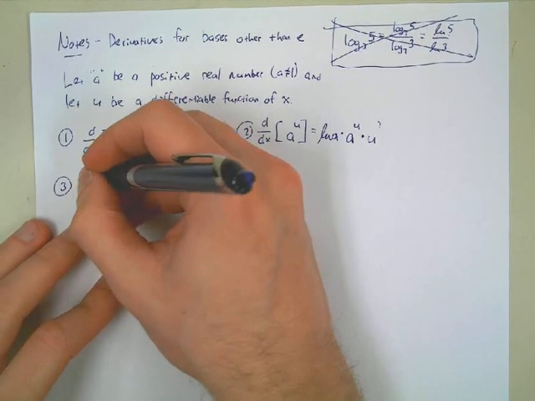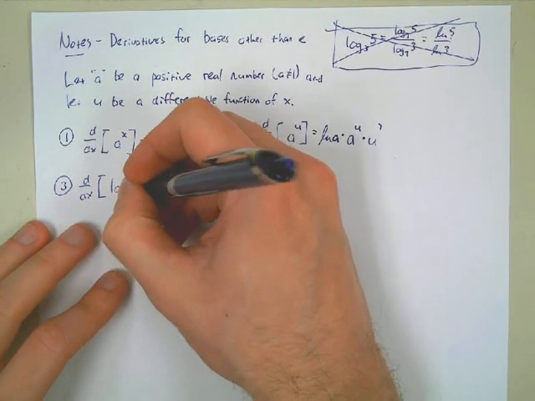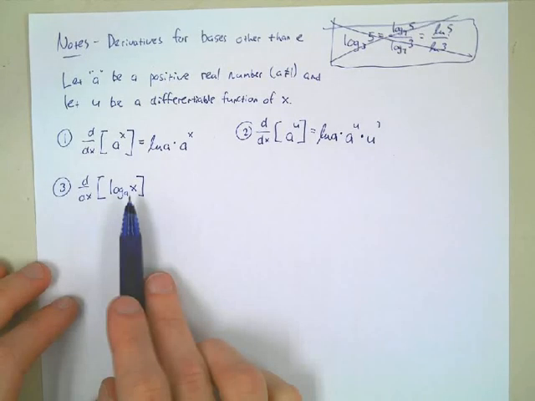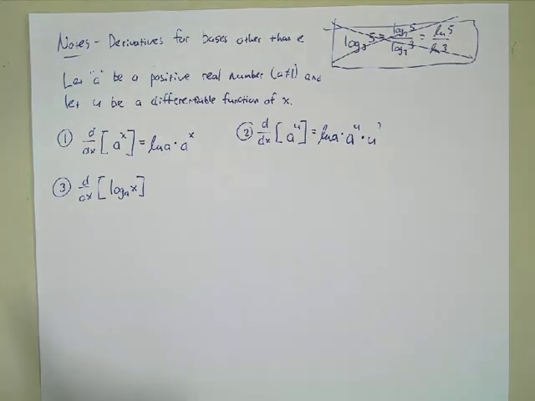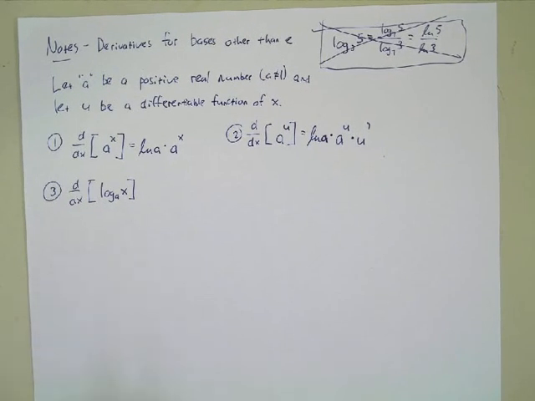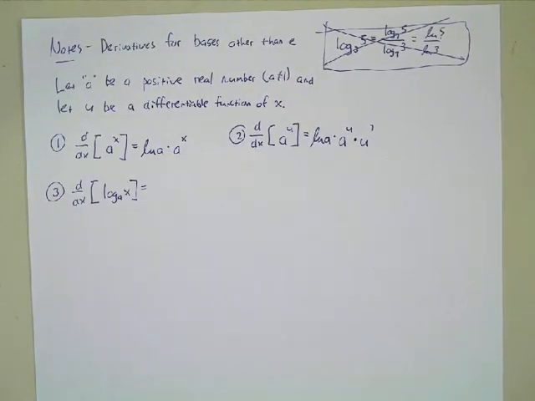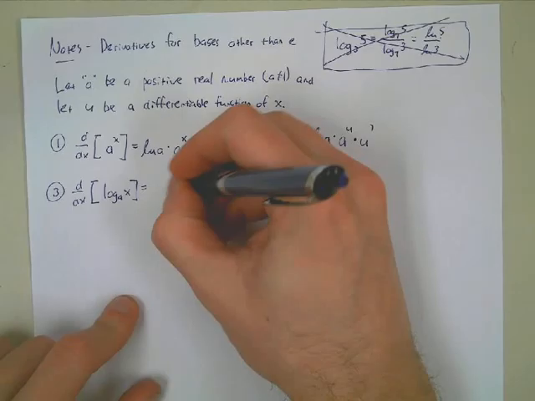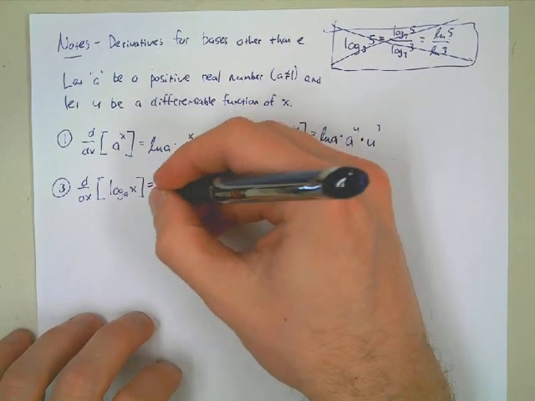3, the derivative with respect to x of another logarithm, so a logarithm that's not natural log, right? Natural log is always log base e. This is log base a, so it's some other number base. Well, what's the derivative of log base e of x? That is, what's the derivative of the natural log of x? 1 over x, right? Well, this does have that 1 over x there. But then it's got in front of that 1 over the natural log of a.